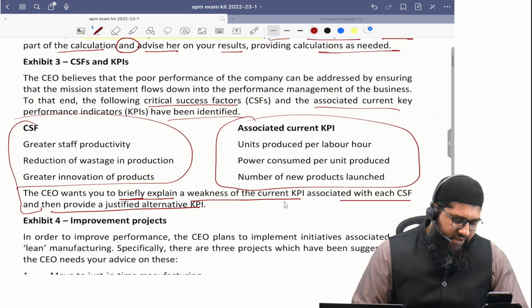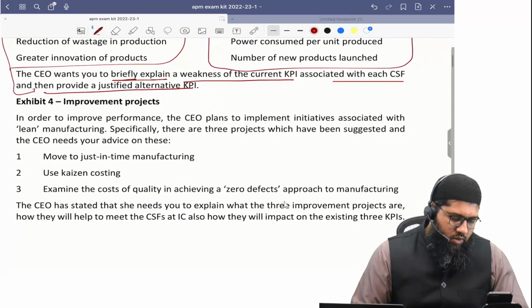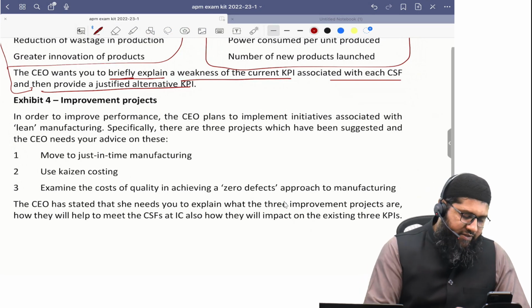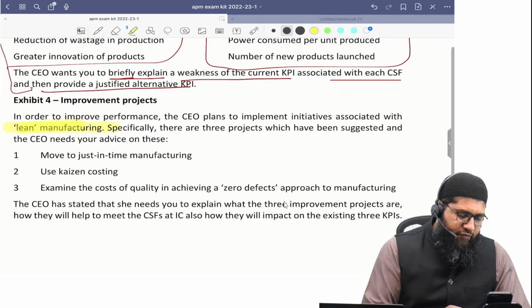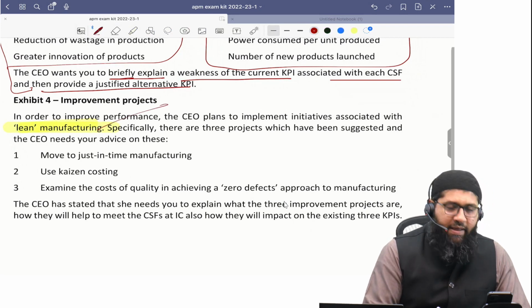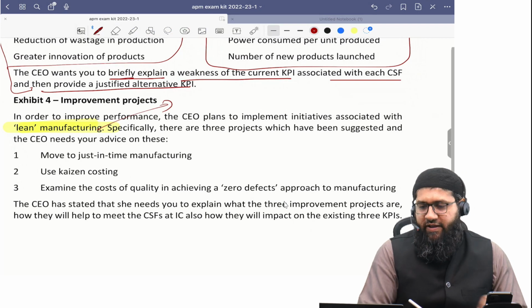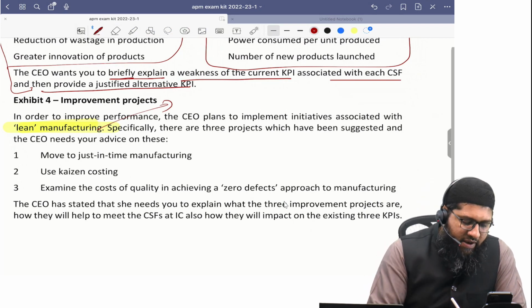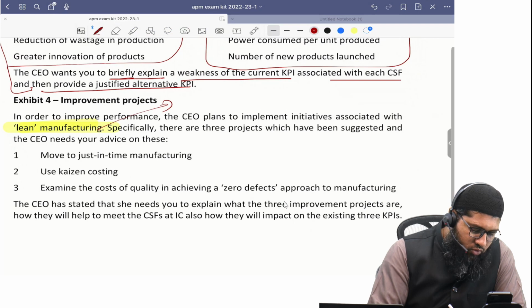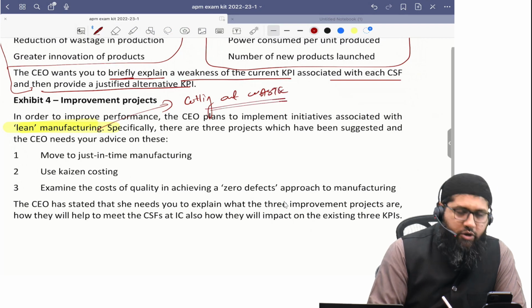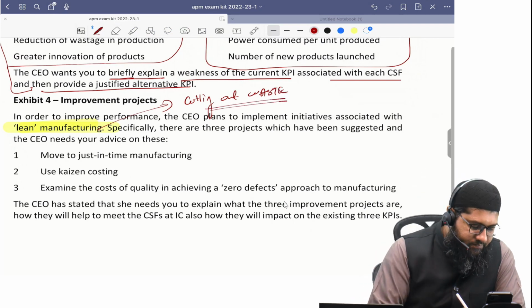Third part of the question is improvement projects. In order to improve performance, the CEO plans to implement initiatives associated with lean manufacturing. Just for the sake of your understanding, what is lean manufacturing? The concept of lean manufacturing is that you cut out waste. You cut out waste, that's lean manufacturing.